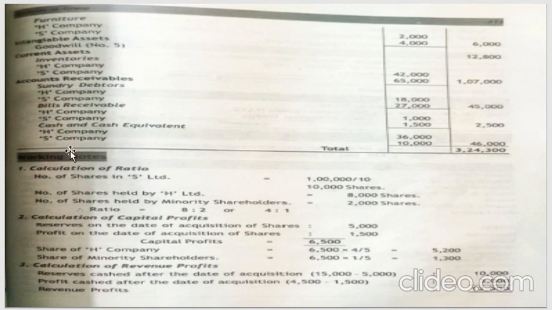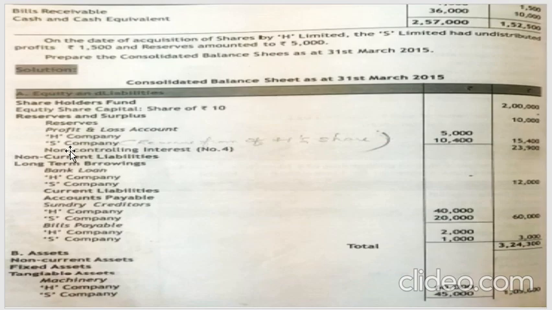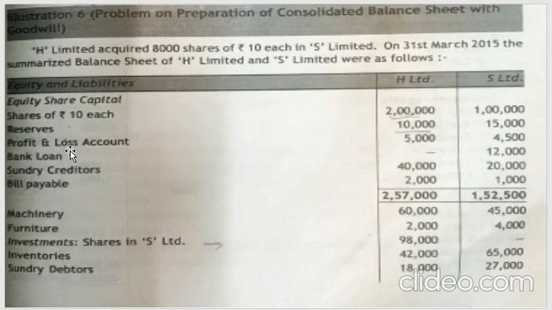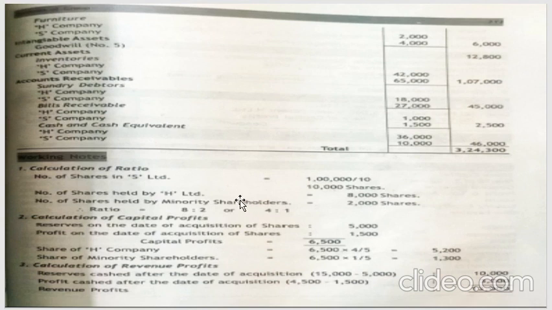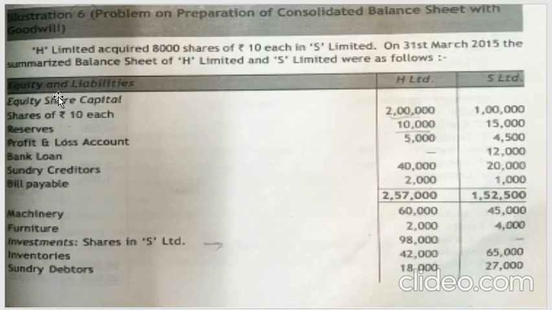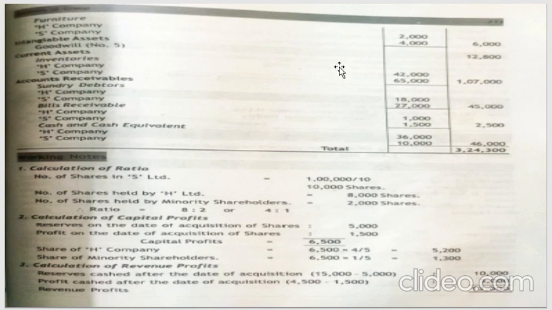Next is our current assets. Current assets indicate inventories, accounts receivable, and cash equivalents. So under your current assets, we have inventory. Inventories are 42,000 for H and 65,000 for S, which will give you 1,07,000. Next we have sundry debtors. Under sundry debtors, the items are 18,000 for H and 27,000 for S. So 18,000 and 27,000 is accounted, which will give you 45,000.